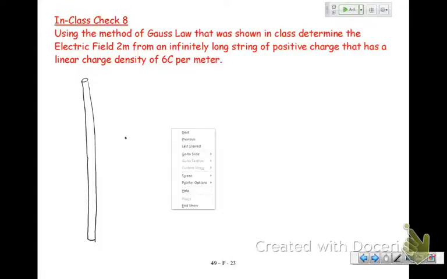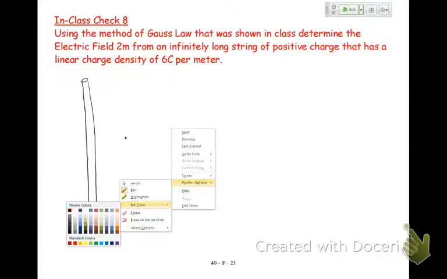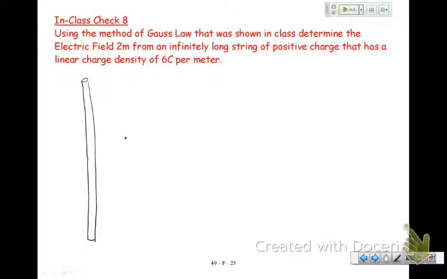Then I change my colored pen to my nice sky blue for Gauss's law. I'm going to use a sphere because I want to be symmetrical. Not a sphere, a cylinder, because it has the advantage that the electric field is going to be constant on the sleeve. You know what I mean by the sleeve? The surface.